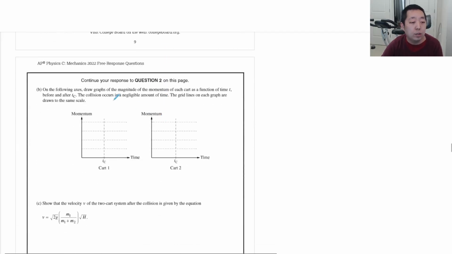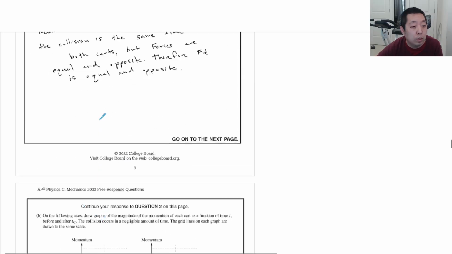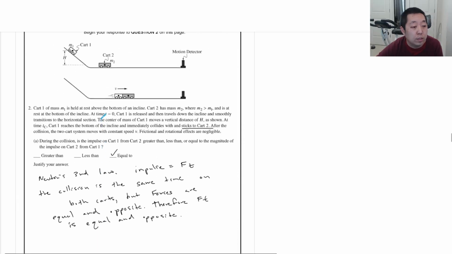On the following axes, draw the graphs of the magnitude of the momentum of each cart as a function of time before and after the collision. The collision occurs in a negligible amount of time. The grid lines and graph are drawn to scale. So we probably need to calculate some things here. We would say m2 is bigger than m1, so we have relative values. But if I were just to do an analysis of this, m1 gains some momentum as its velocity is increasing at a constant rate, so it's gaining momentum here.